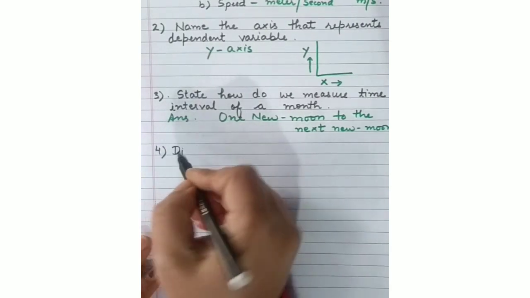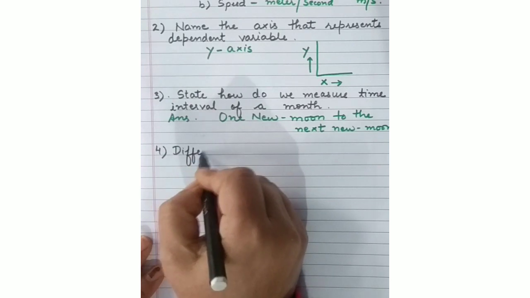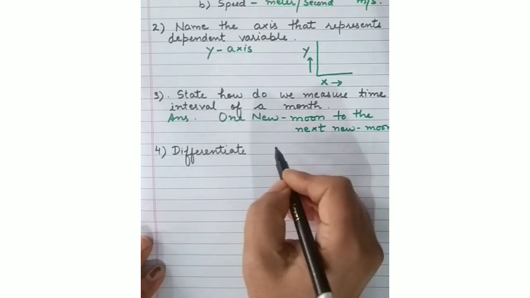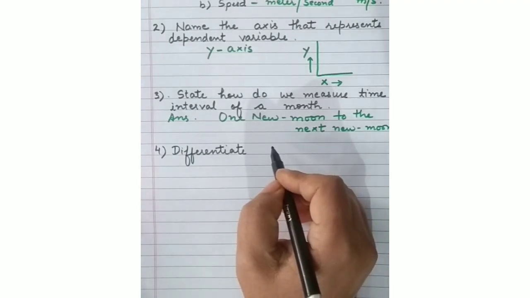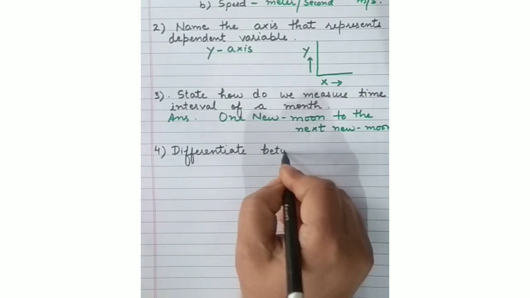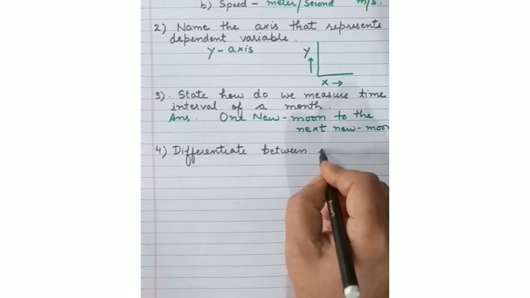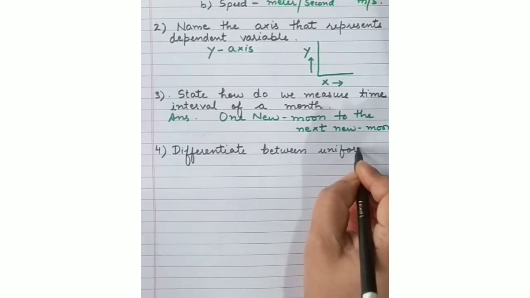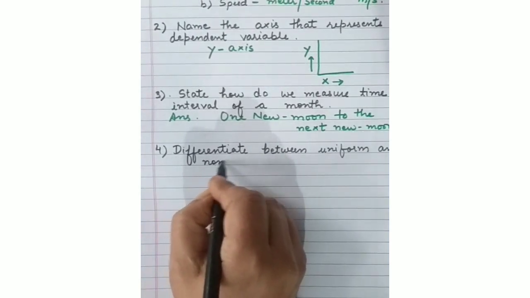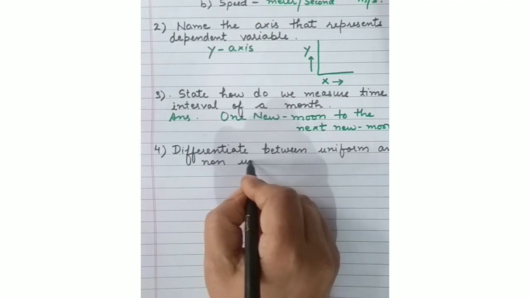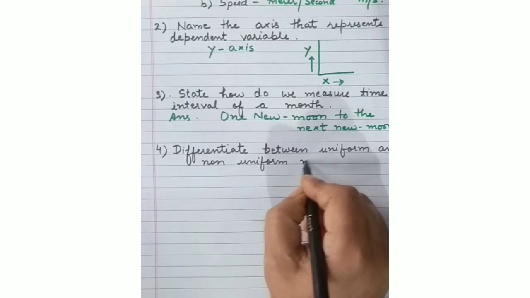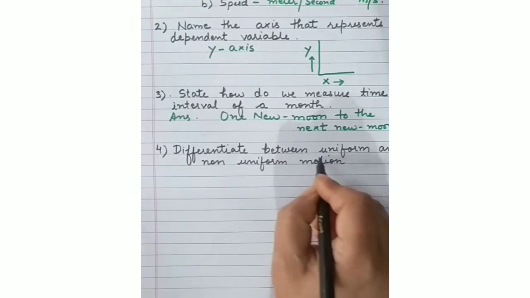Differentiate. This is very important question, students. Listen carefully. 2 marks questions or 3 marks questions we are going to have in your second term final exams. Differentiate between uniform and non-uniform motion.